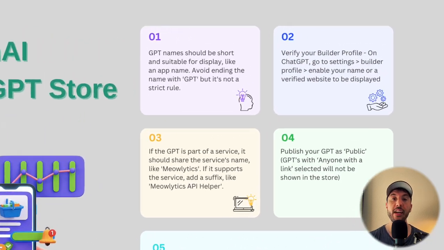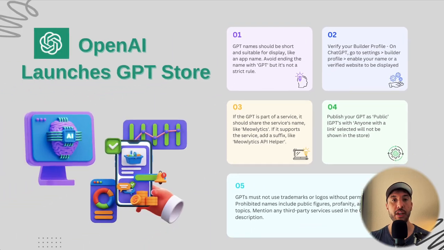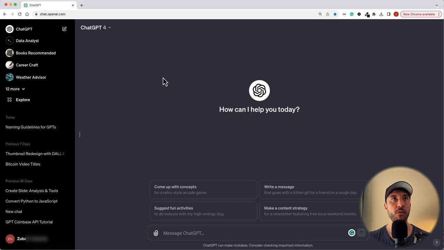Number two, verifying your builder profile. On ChatGPT, we have to go to settings, the builder profile, and enable your name or a verified website to be displayed. So let's go ahead and do that. Let me show you where exactly that is. If we go to chat.openai.com, that's the main page, we're going to come down here on the left-hand side at the bottom and click on our name.